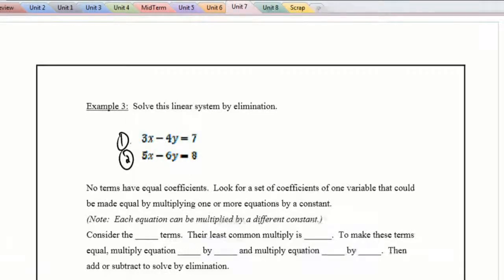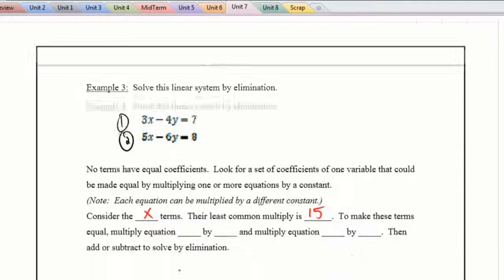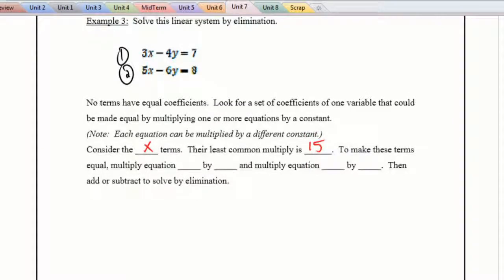So we're going to just look at the x terms. You could do the y terms if you want, but I'm just going to look at the x terms for now. Their least common multiple is 15. So 3 and 5, the multiple that's closest to each of those is 15. So to make these terms equal, we're going to multiply the first equation by the number 5 and multiply the second equation by the number 3.